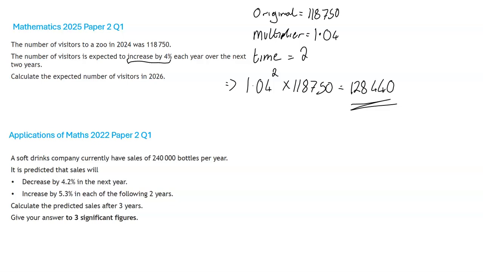Solutions and marks for this come in here. So you get 3 marks typically. You get 1 mark for your multiplier. You'll get 1 mark for your power setup like that. And you'll get 1 mark for your final solution.